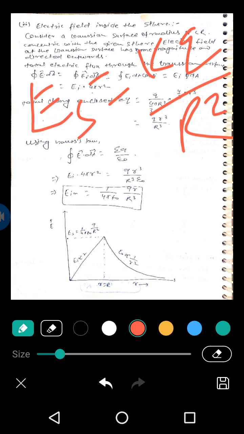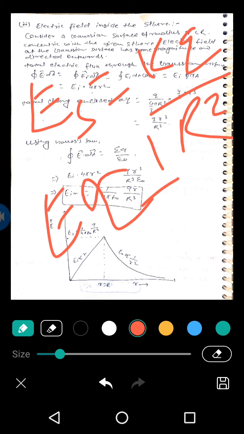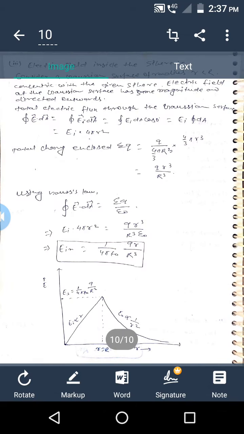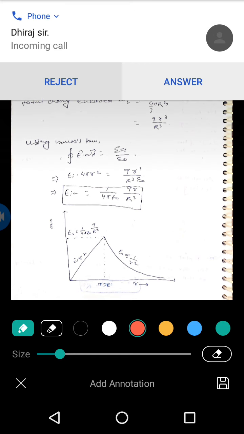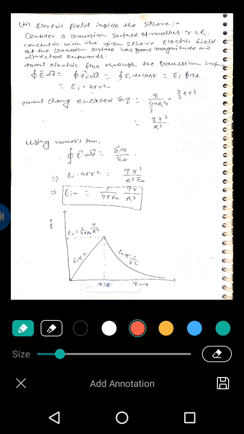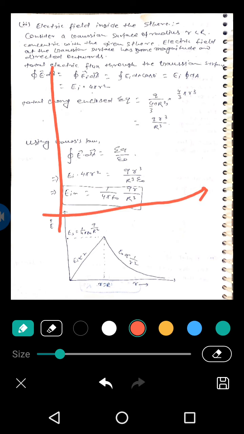Now outside, the electric field is inversely proportional to r square. The graph is a rectangular hyperbola. That's why the graph is like this. Take the electric field along the vertical axis and the distance from the center along the horizontal axis. The electric field is like this.